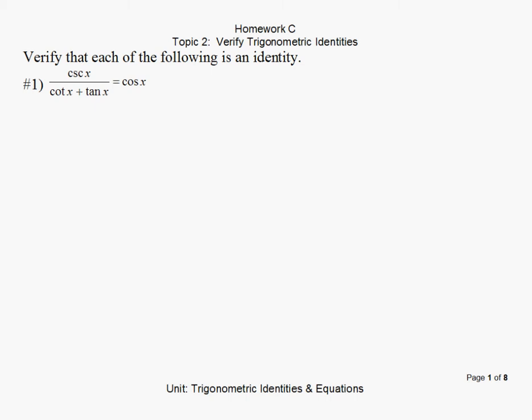You're supposed to verify that each is an identity, which means make the left side and the right side the same thing. For this problem, I would change cosecant to 1 over sine, cotangent to cosine over sine, and tangent to sine over cosine. So basically what I'm saying is change everything to terms of sine and cosine.